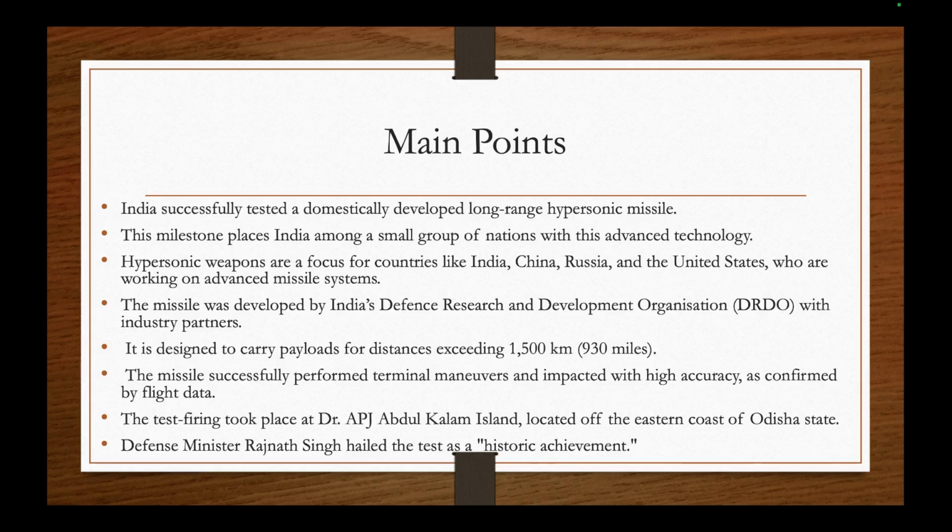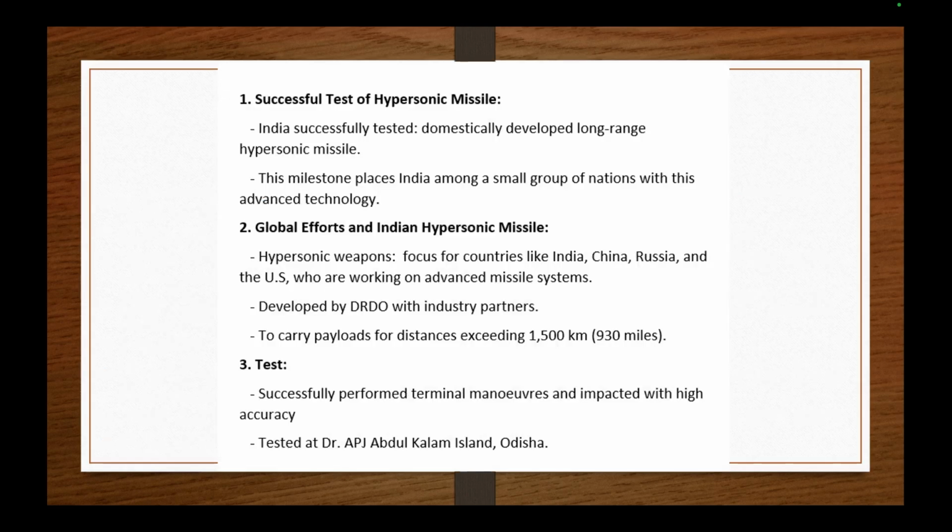Now, let's carefully look at how we put these points in a note format here. Now we have seen three major heads. First, successful test of hypersonic missile, then global efforts to an Indian hypersonic missile, and the third is test. Now, the first point and then further indented to the right are the sub points. That is, India successfully tested what? Domestically developed long-range hypersonic missile.